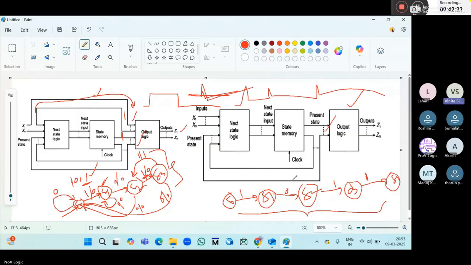Prasanti, then the Mealy machine, this 1011, can you please repeat the states, how it is, from S0 to S3, how this 1011 got? Okay, yeah, I will explain. So S0, S1, basically the sequence detector.